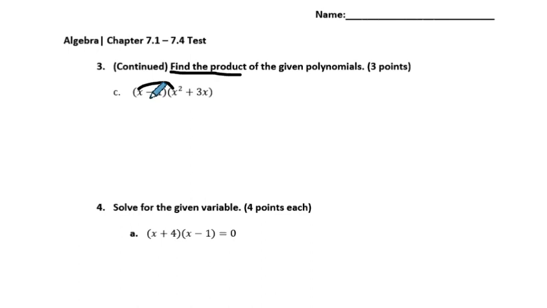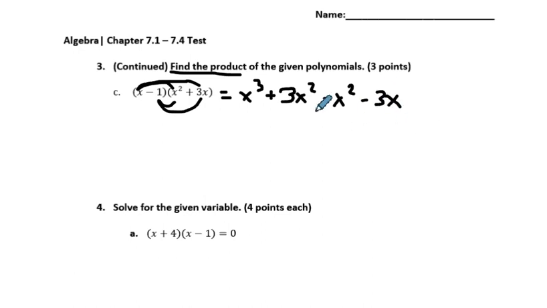So again, FOIL first. The first two in each binomial get multiplied together. We multiply the outside two together, so x times 3x. Then the inside two, negative 1 times x squared, and the last two, negative 1 times 3x. So what that turns into, x times x squared is x cubed. The outside two getting multiplied together gives us a positive 3x squared. The inside two multiplied together gives me a negative x squared. And the last two, a negative 1 times 3x is a negative 3x.